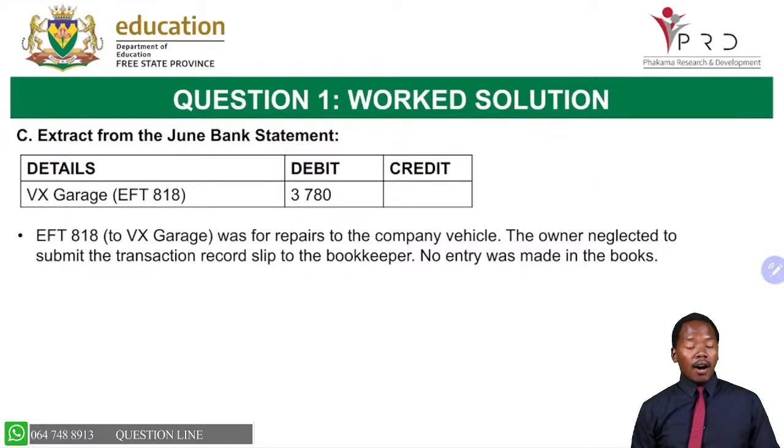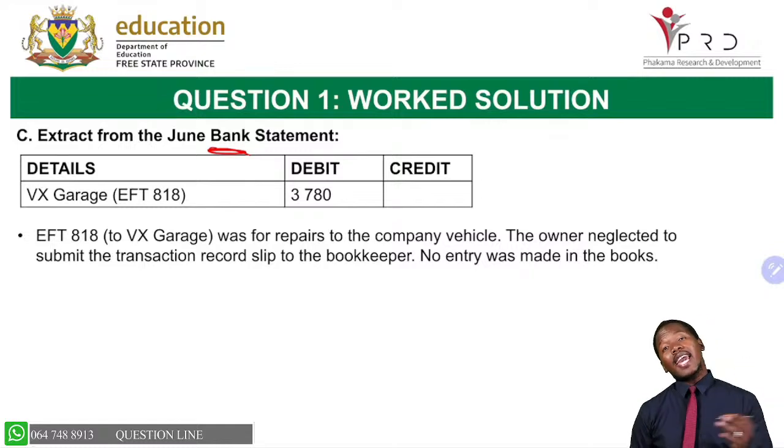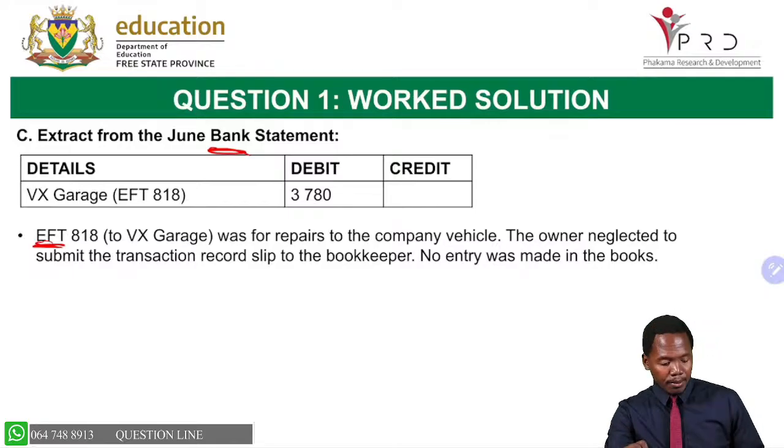Let's move on. Now, information C, extract from the June bank statement. VX Garage, EFT 818, 3,780. Now, let's just check what they are saying here about this. They are elaborating, giving us more information about this bank statement amount because it is not there in our bank reconciliation. EFT 818 to VX Garage was for repairs to the company vehicle. Now, the owner neglected to submit the transaction record slip to the bookkeeper.